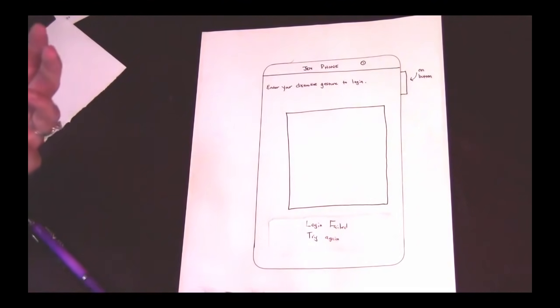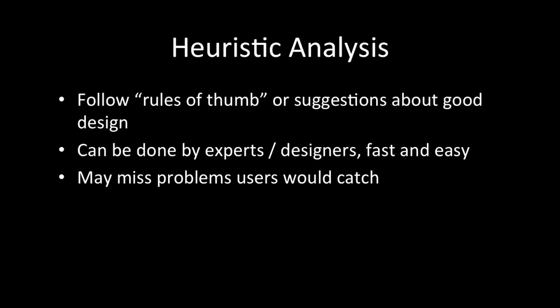It actually helped us find a problem with the interface, and we've been able to adapt our prototype to give better feedback. The next type of analysis that can be done is a heuristic analysis. When you're doing this, you follow rules of thumb or suggestions about good design, and you go through the interface with a set of what you think are representative tasks of what a user would do, and you check to see if those rules of thumb are followed.